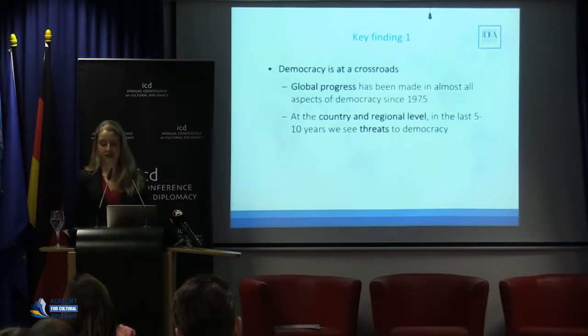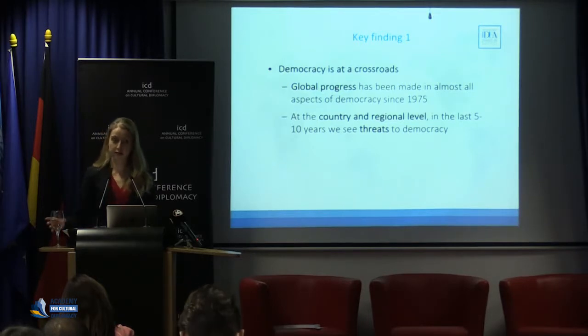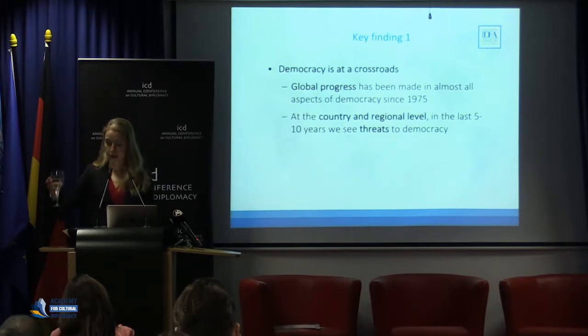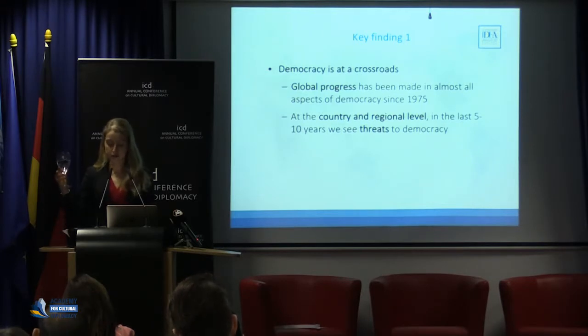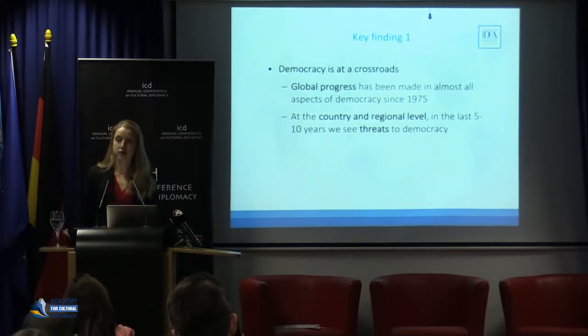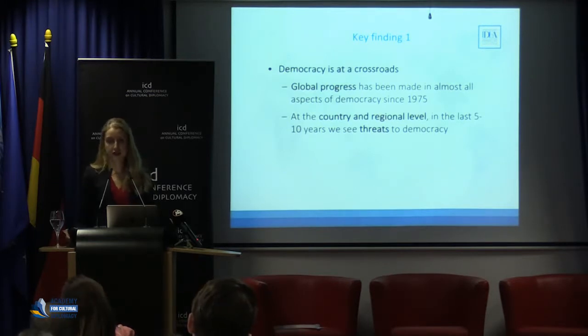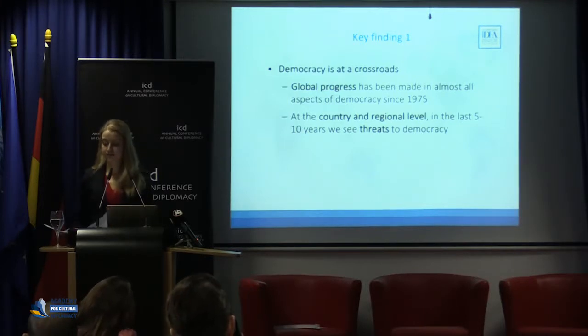So, democracy is at a crossroads. What do we mean by that? Basically, that depending on the perspective, the glass is both half full and half empty. From a long-term global perspective, the glass is half full. The trend since 1975 suggests that most aspects of democracy have improved, and that most democracies have been resilient over time. Moreover, current democratic regressions have generally been short-lived and followed by recovery.